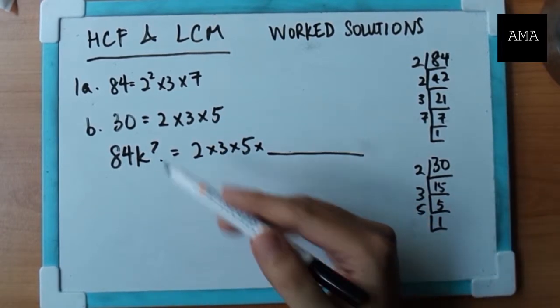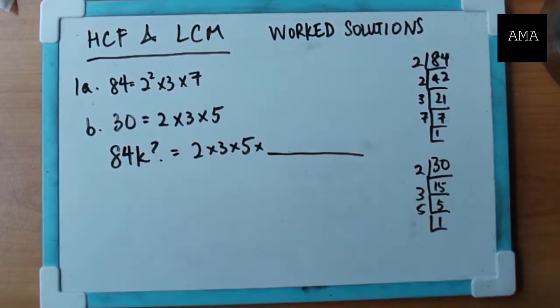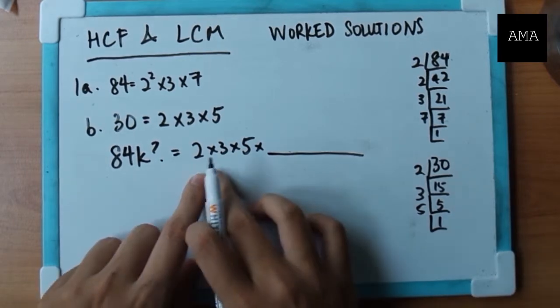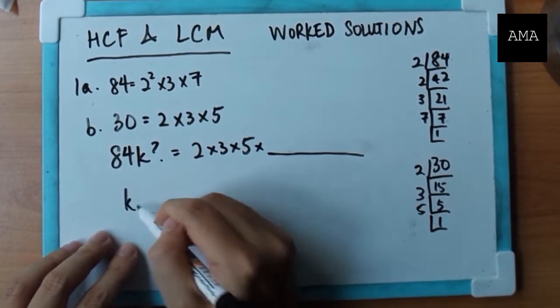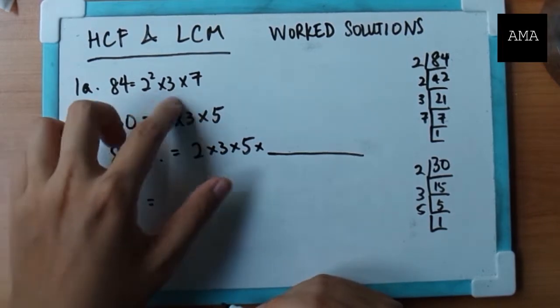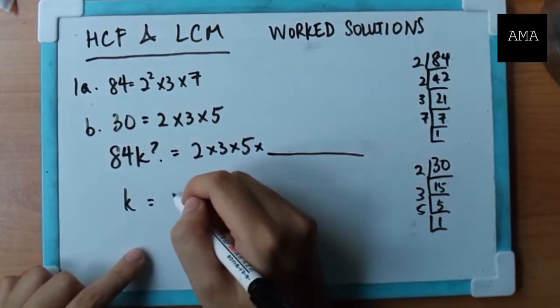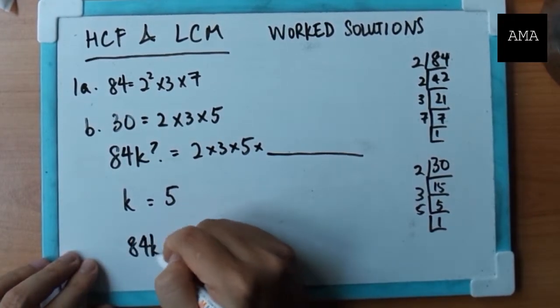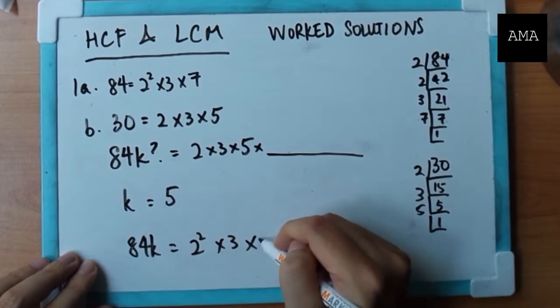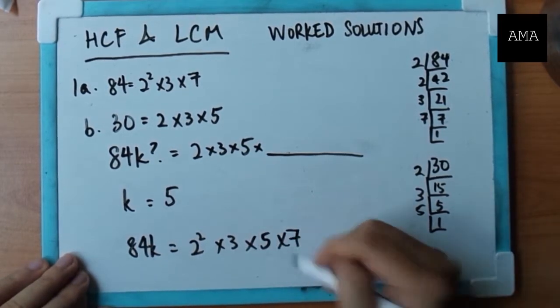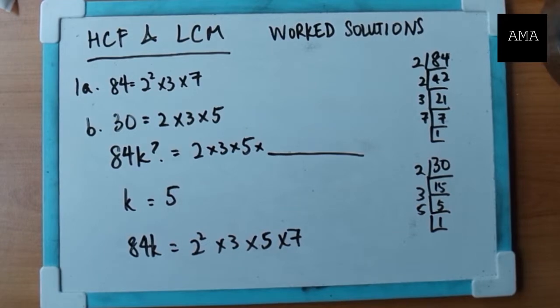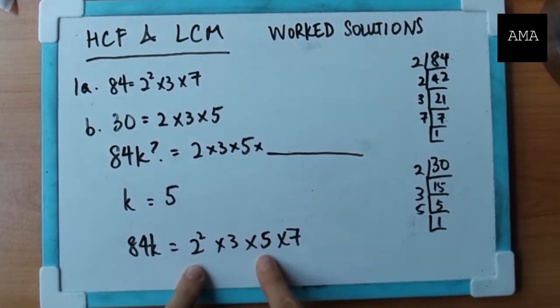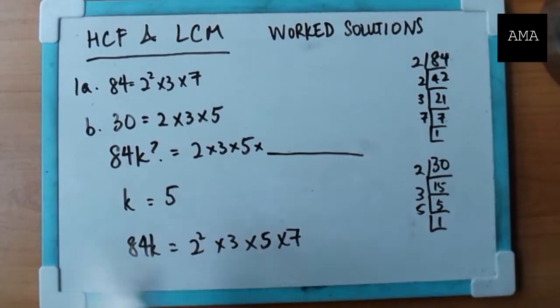So knowing this, what is lacking in 84? The numbers that you do not have in 84, you have to put in your k, such that in 84 times k, you will get this 2 times 3 times 5 in it, okay? So it's pretty straightforward. I have a 2, I have a 3, so the answer is just 5. Right, so this is the answer. So 84k would be 2 squared times 3 times 5 times 7, okay? So it is a multiple of 30 because it has 2, 3 and 5 in it. So that's for the first question. Now we do the second one.